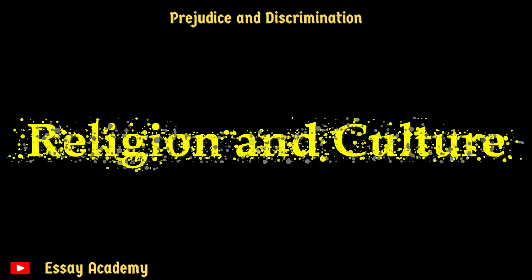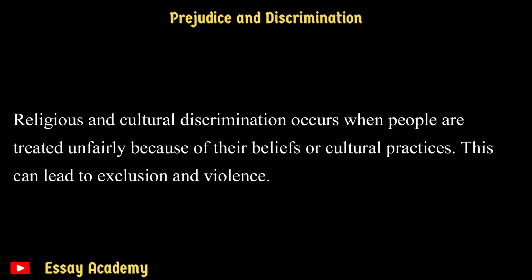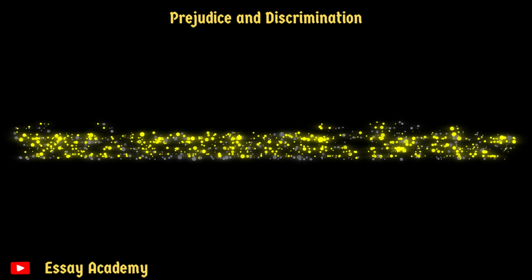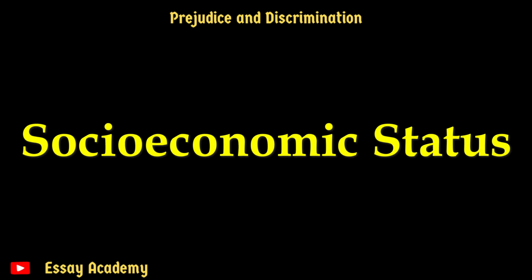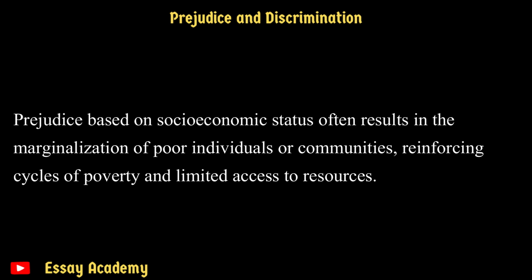Religion and culture. Religious and cultural discrimination occurs when people are treated unfairly because of their beliefs or cultural practices. This can lead to exclusion and violence. Socioeconomic status. Prejudice based on socioeconomic status often results in the marginalization of poor individuals or communities, reinforcing cycles of poverty and limited access to resources.